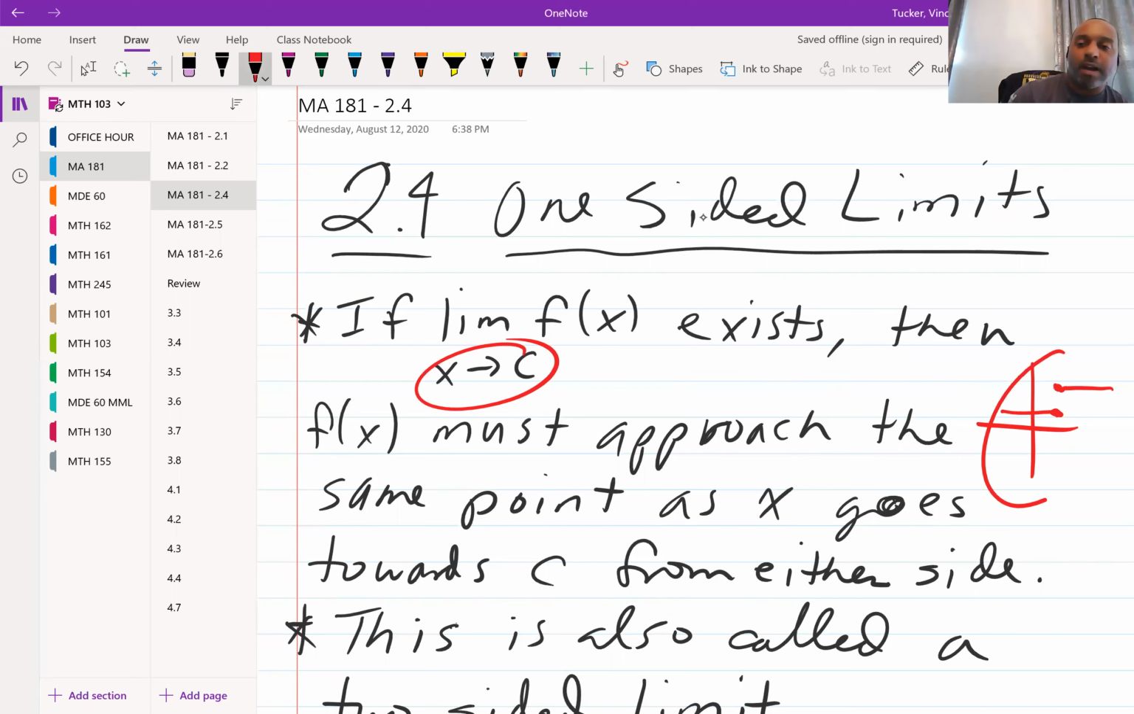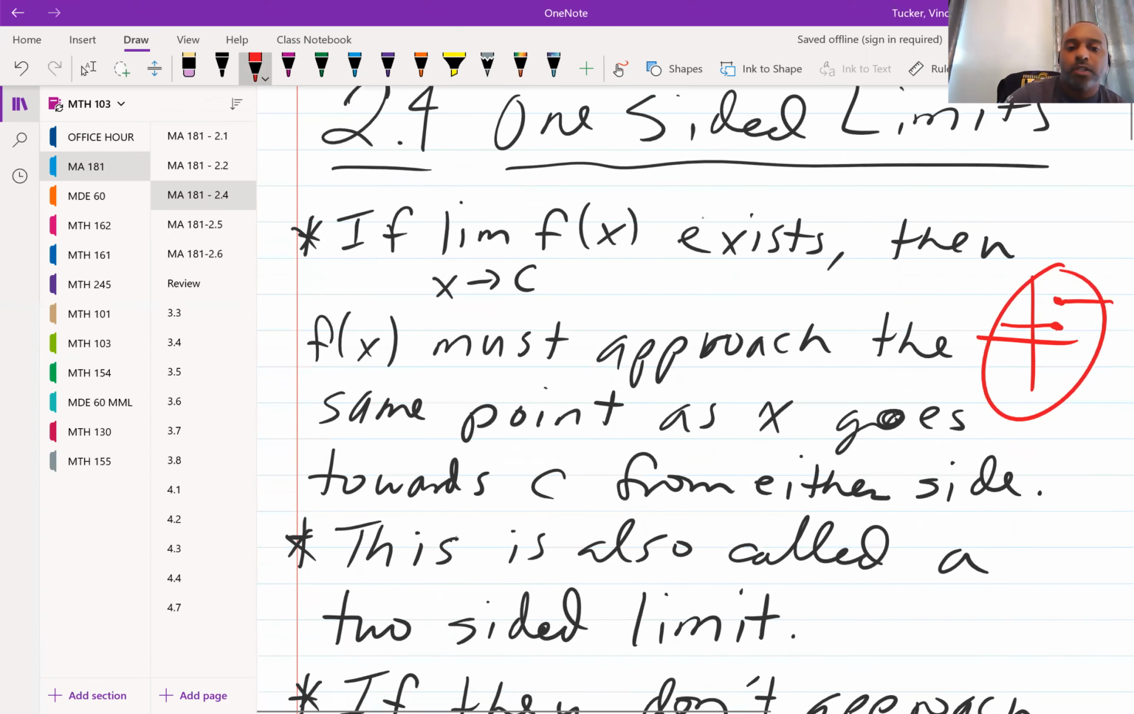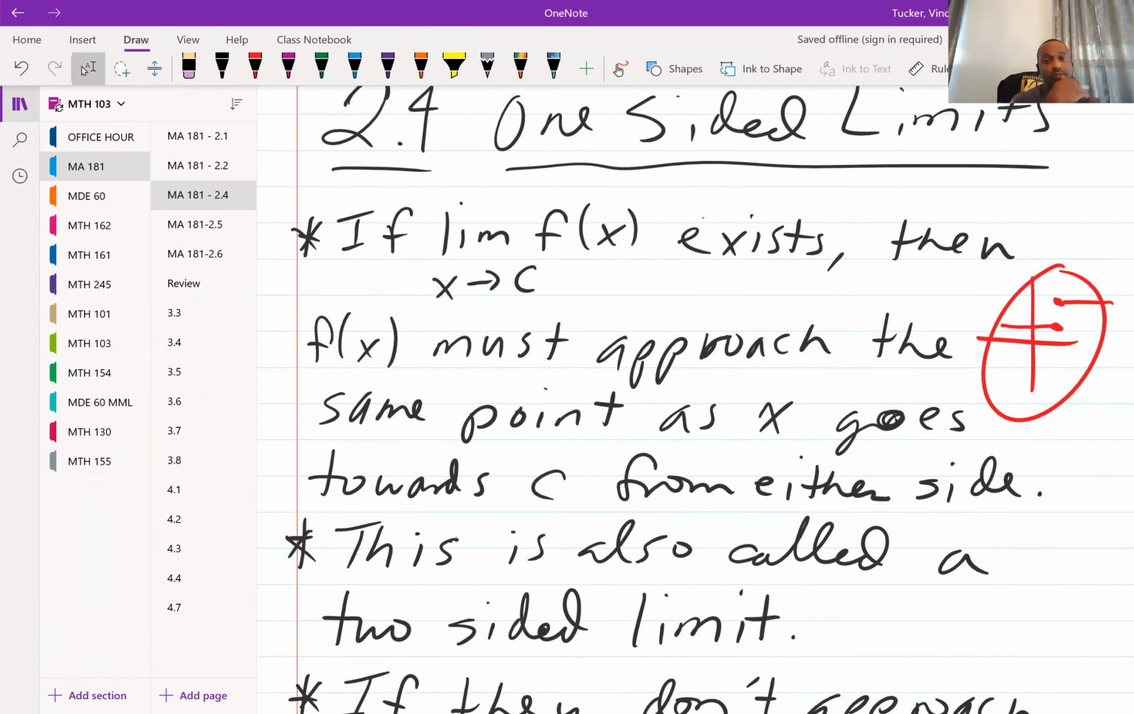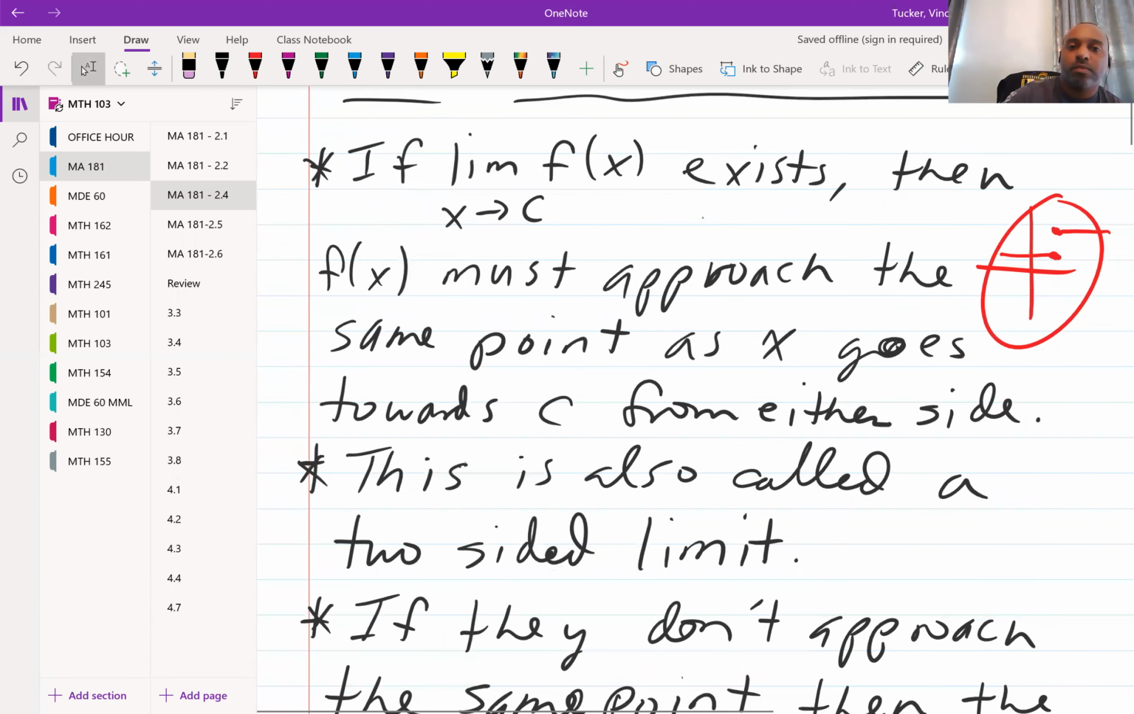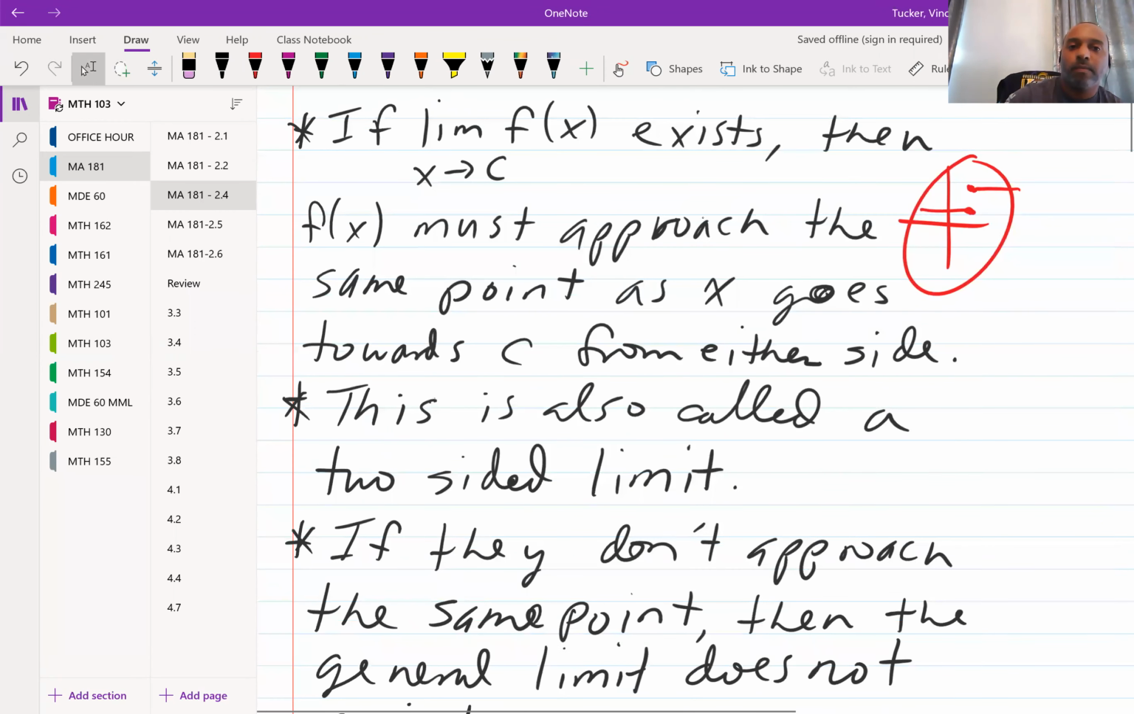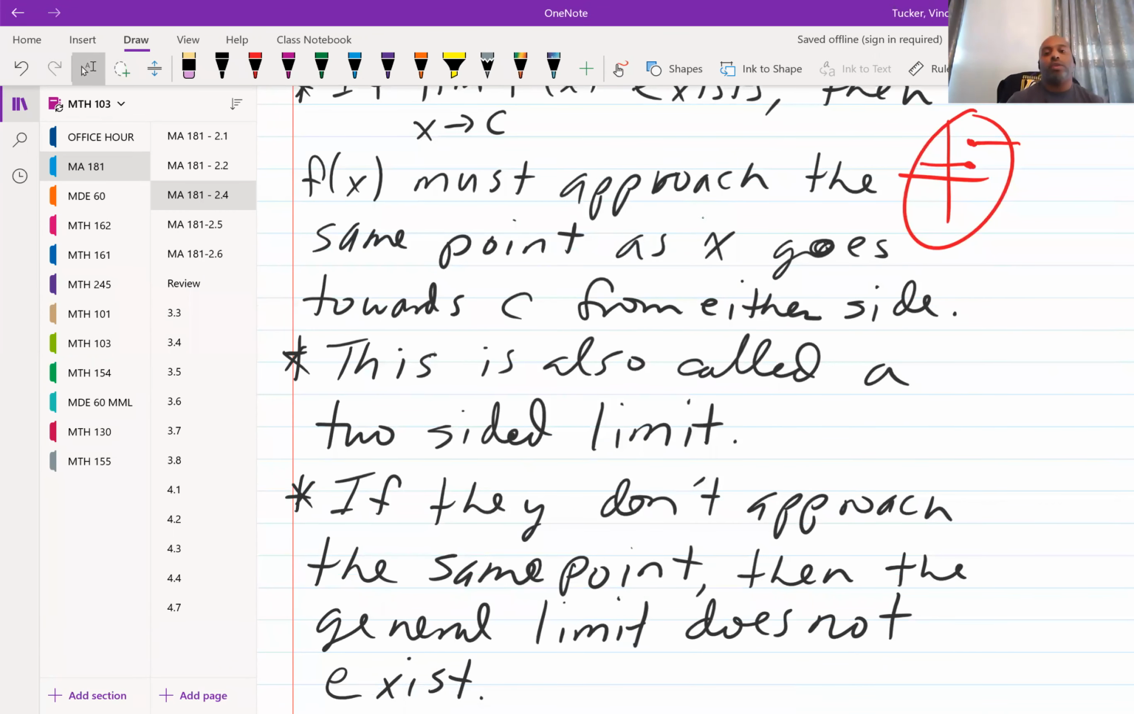So that's why we have the option of approaching a point from the right side and then approaching the point from the left side. And so that's what we're about to get into. And that will be your one-sided limits. All right. So that's also called a two-sided limit. Like I said, that's what we were doing in the last section. Just a general limit. It's also called a two-sided limit. If they do not approach the same point, then the general limit does not exist.